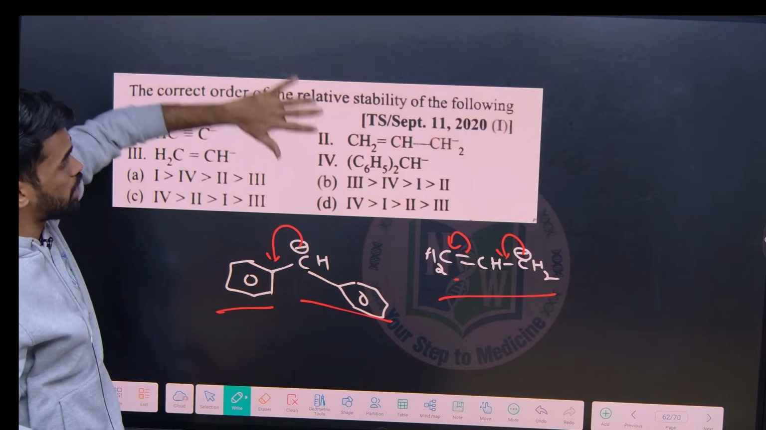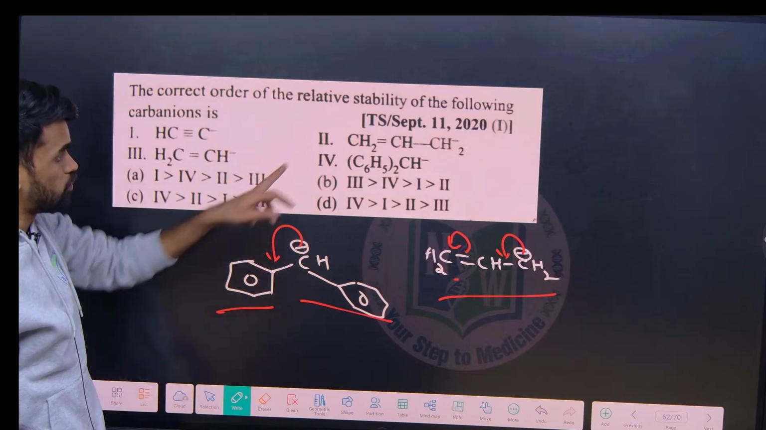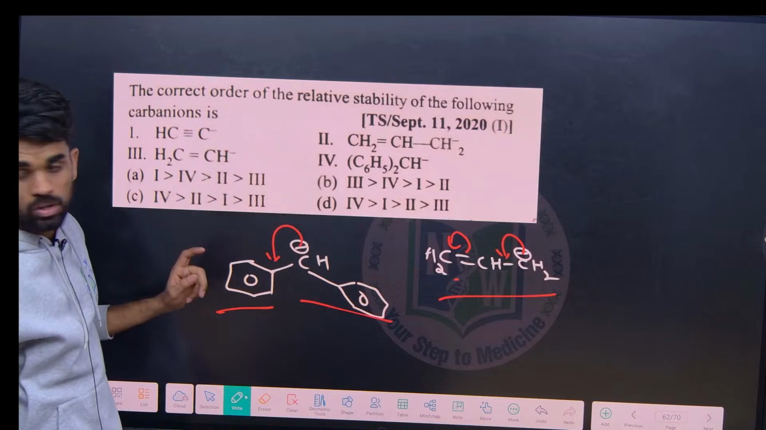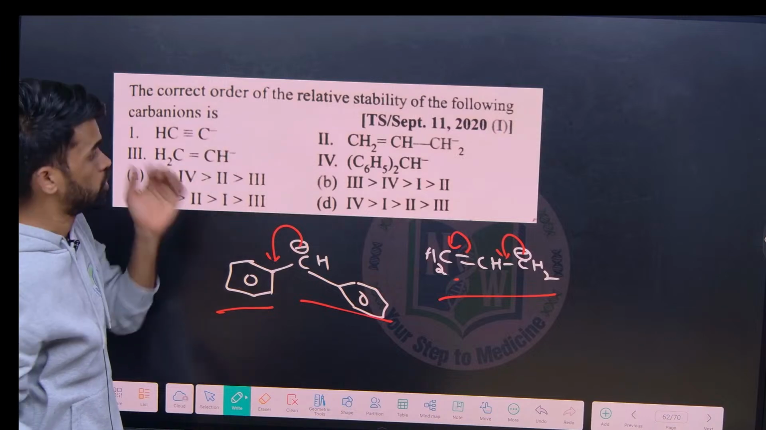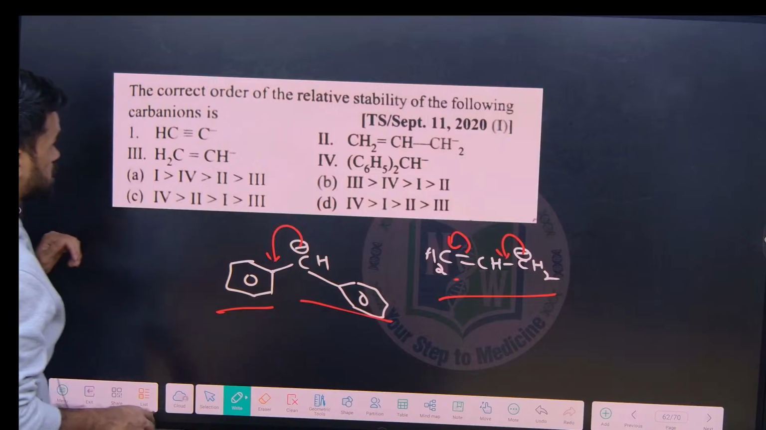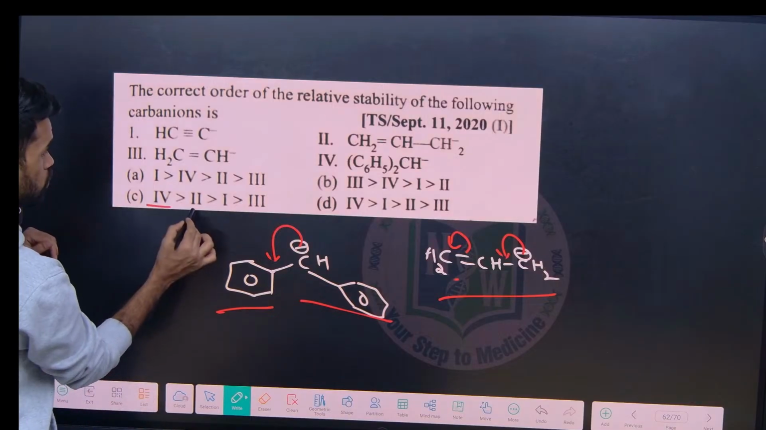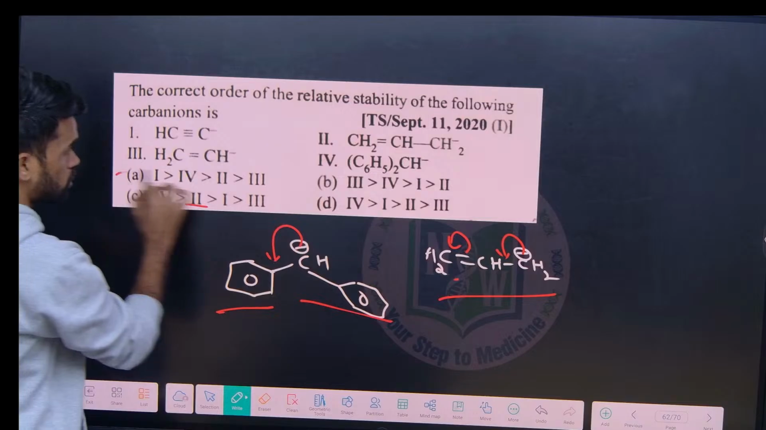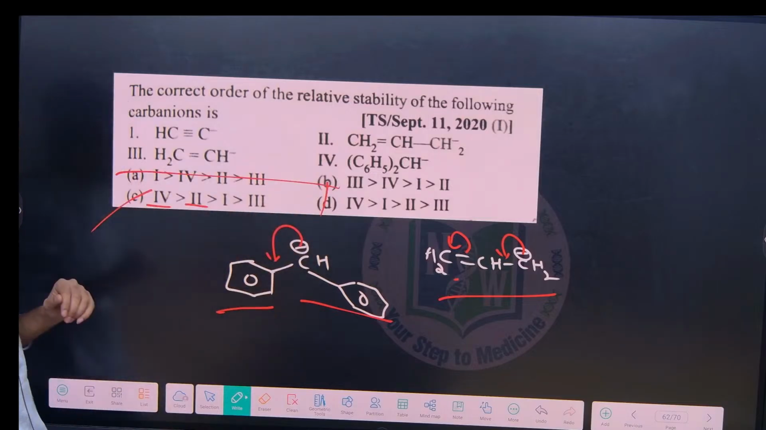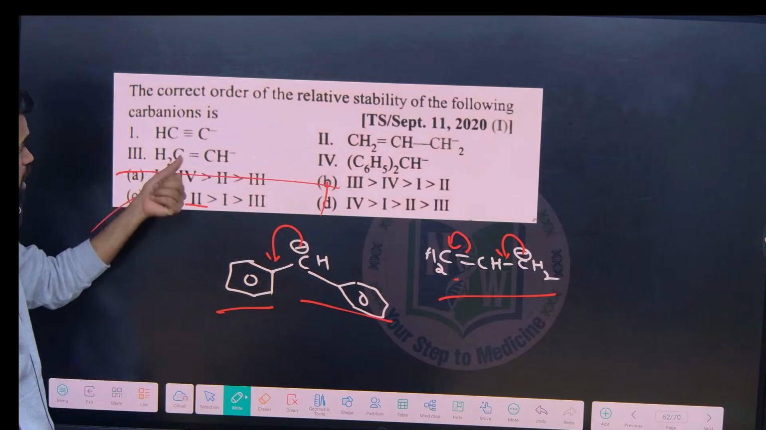But where do we have more conjugation? In 4 or in 2? 4. So it means which is more stable? 4. So where do we have 4 as the most stable case? 4, 2. Only this option now. So remove all others. Option 3 is your perfect answer. If you want, you can compare between 1 and 2.